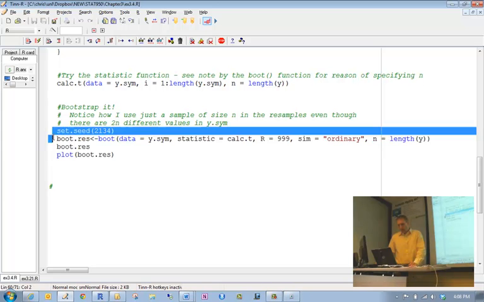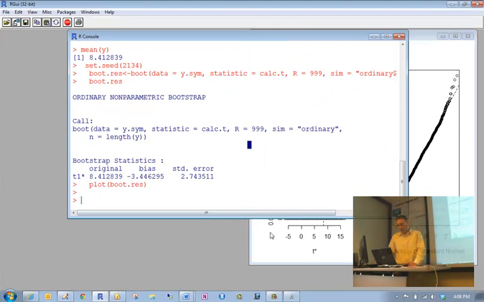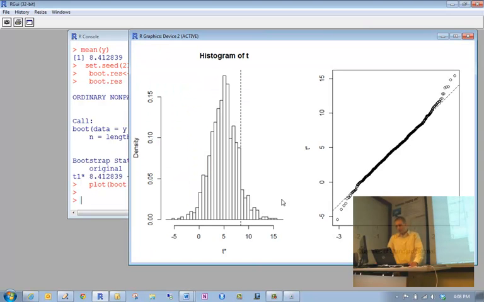And so if I run this and then do a histogram, notice the histogram of the T stars. It kind of looks symmetric. Notice the QQ plot, it looks symmetric. Normality might be questionable since we do have those deviations on the tails.